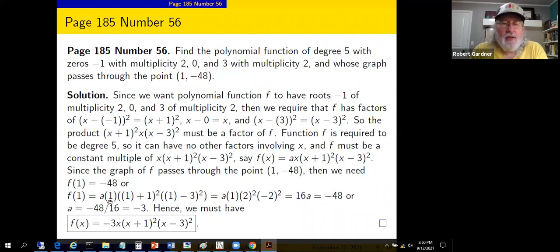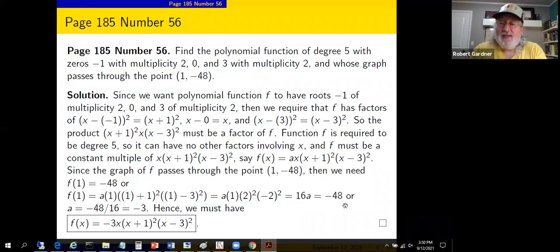Let's see, we got 1 here. 1 plus 1 is 2 squared. 1 minus 3 is negative 2 squared. Multiply that stuff out. We'll have 4 times 4, 16a. And we want that to equal negative 48. So set that equal to negative 48.